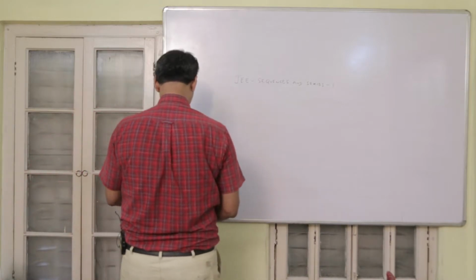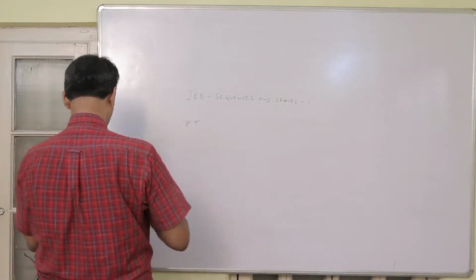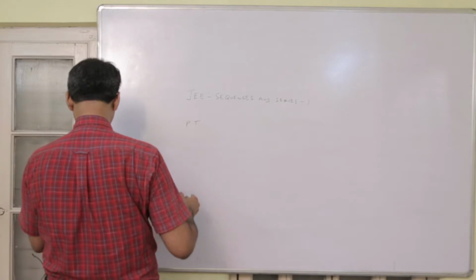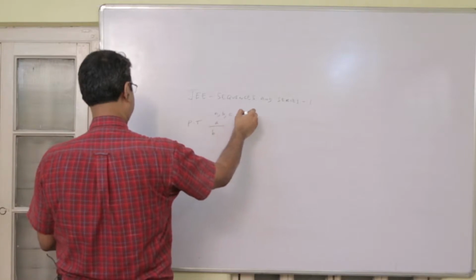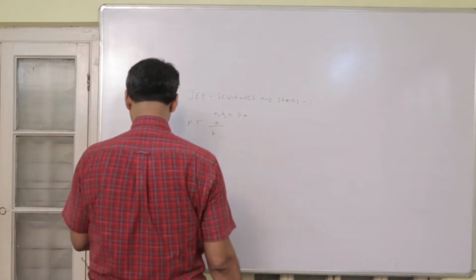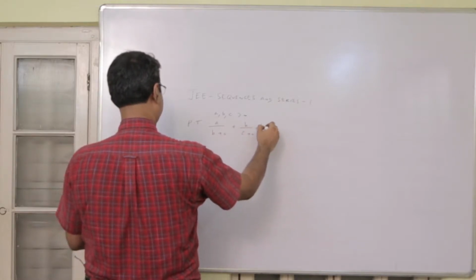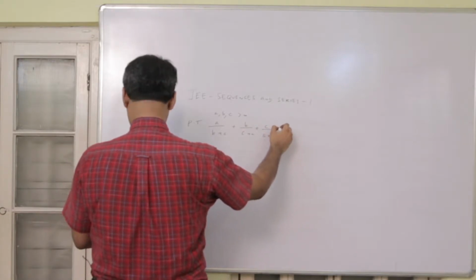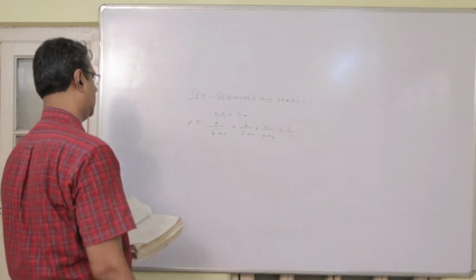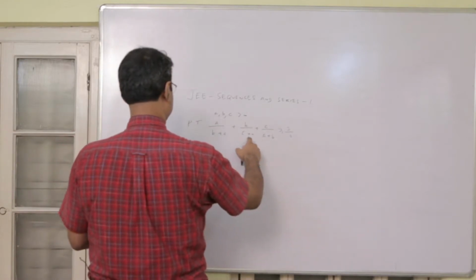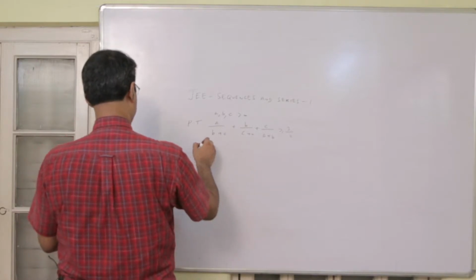Now let's try out a question where we have to involve harmonic mean also. Say for example, if a, b, c are positive reals, you have to prove that a by (b plus c) plus b by (c plus a) plus c by (a plus b) is greater than or equal to 3 by 2. So how to prove it?